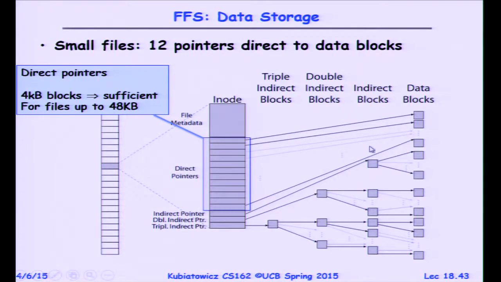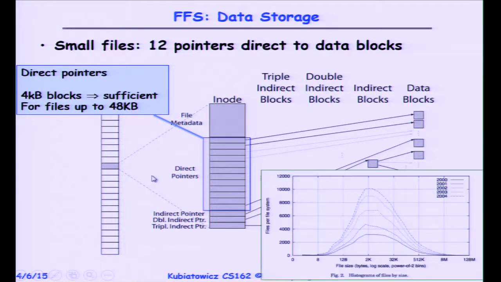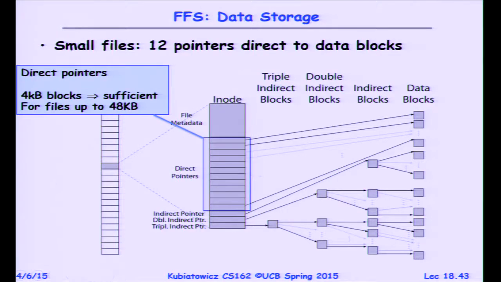For higher numbers, basically we have what's called an indirect pointer, which points to a block of pointers. Doubly indirect points to a block, which points to blocks of pointers. And then triply indirect points to points to points. Can anybody tell me why we have these complicated structures? Why would we have the direct pointers, the indirect pointers, doubly indirect pointers, and triply indirect pointers?